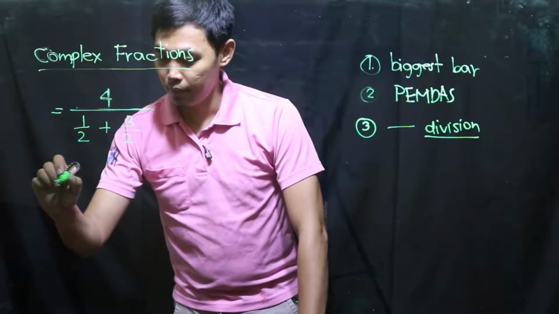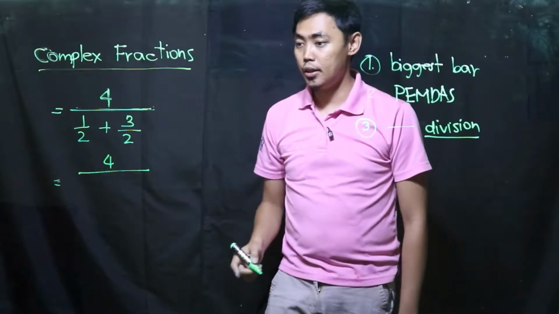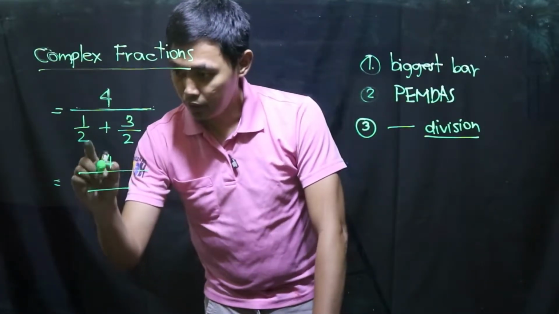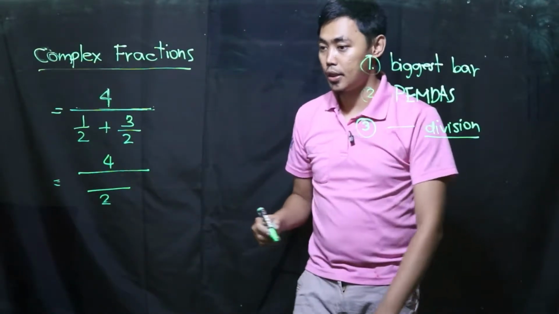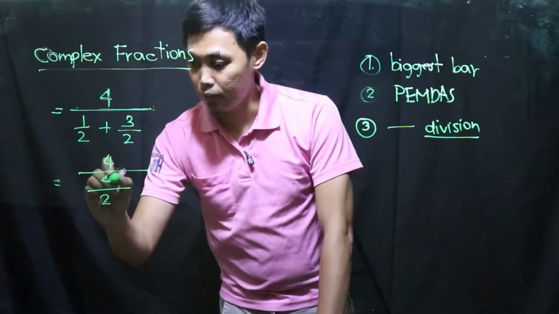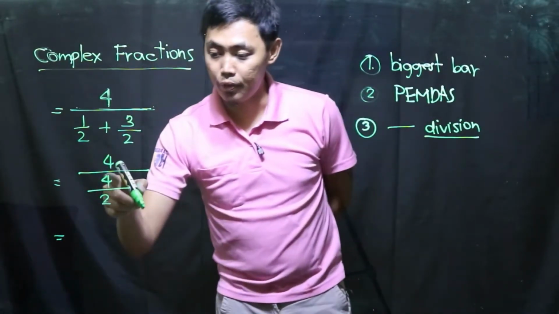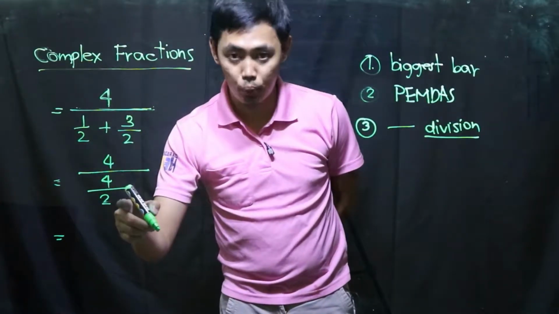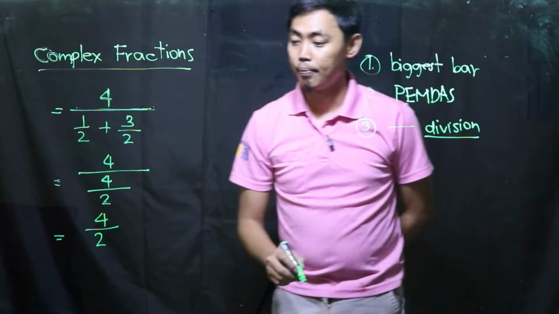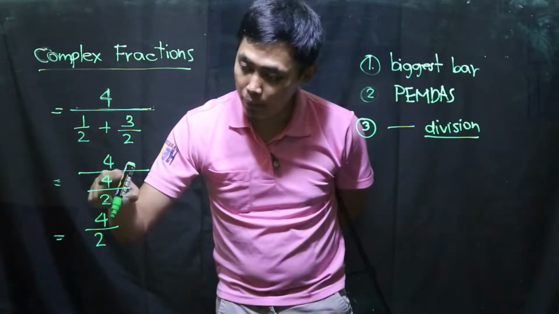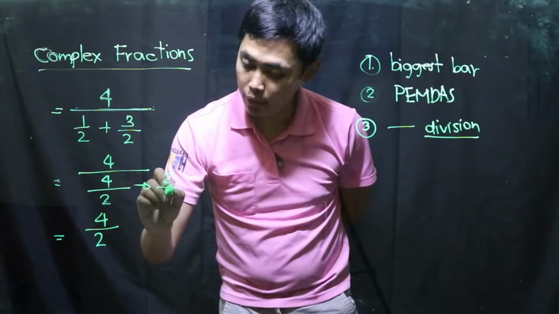So we have 4 over, and then we will solve the denominator. We'll just write the 2 since we are adding similar fractions. Then 1 plus 3, that is 4. Now, simplify this. This would become 2 over 1 or 2. So you will be left with 4 over 2.